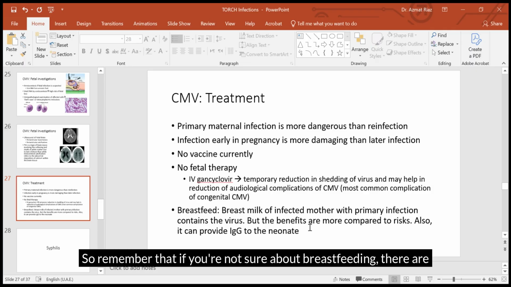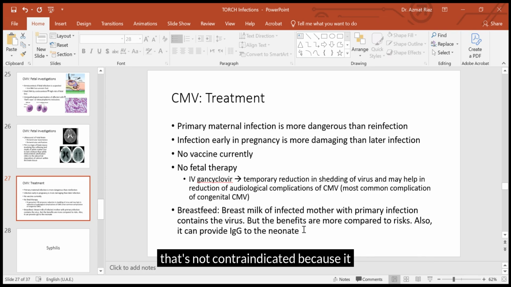Remember that there are only very few situations where breastfeeding is contraindicated. For example, if the mother has active tuberculosis and is not on treatment, or if she has HIV with a high viral load. There are very few contraindications to breastfeeding, so in most cases women are encouraged. So breastfeeding is not contraindicated, because it also provides IgG to the infant.